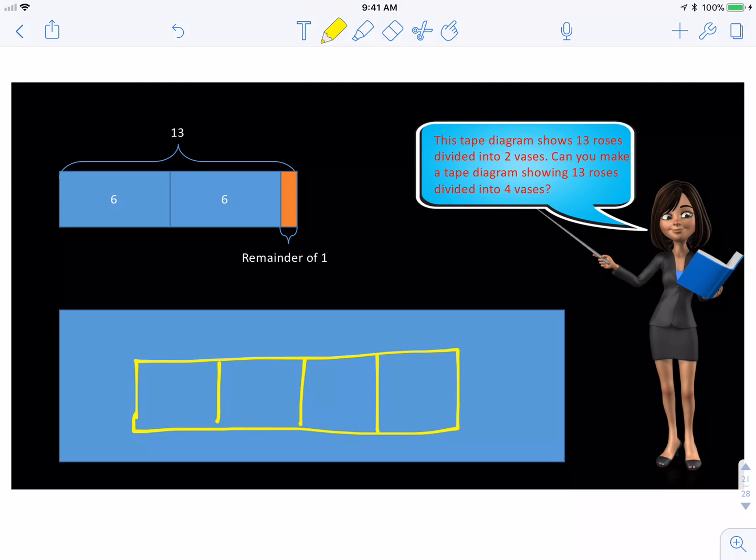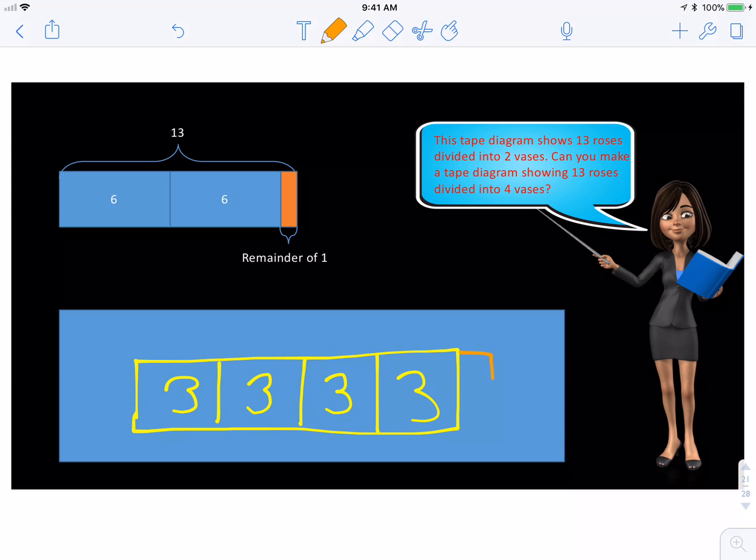Well, how close can we get to 13 without going over? Count by 4s. 4, 8, 12, 16. So let's see, 4, 8, 12. That's 3 times. So each of these is worth 3. And that gets me to 12.